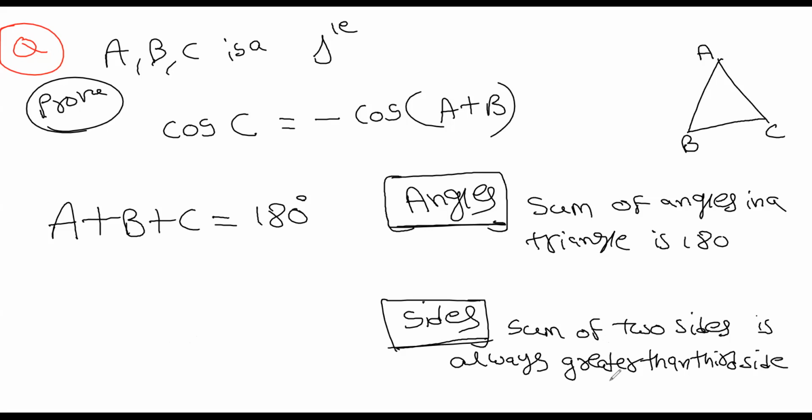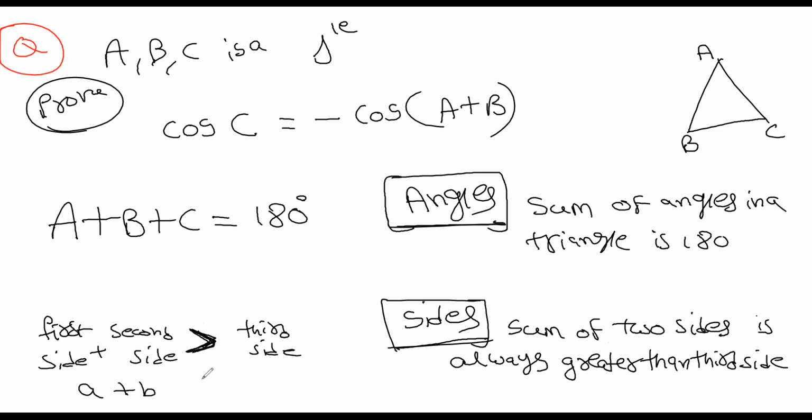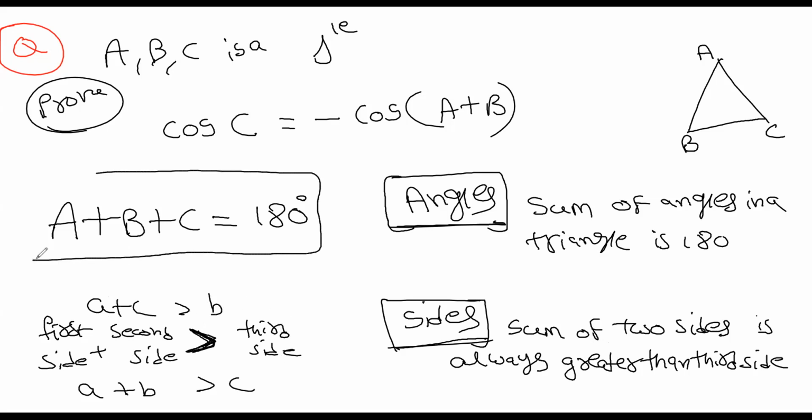Sum of two sides is always greater than the third side. Means here, first side plus second side is always greater than the third side. It's not greater than or equal to, it is strictly greater than. It can be A plus B is greater than C, or A plus C is greater than B. We have three possibilities for this. But for angles, we have only one: A plus B plus C equals 180.